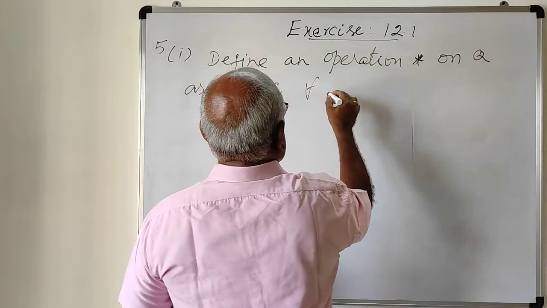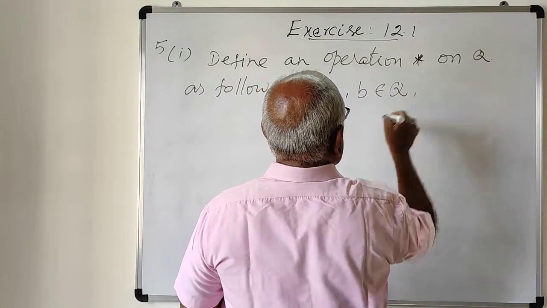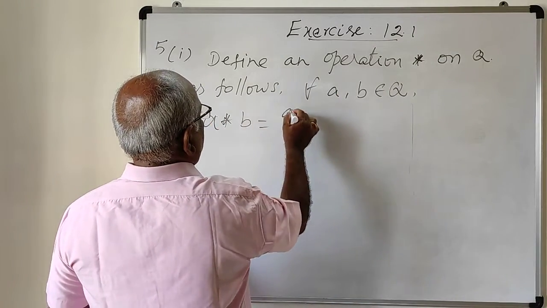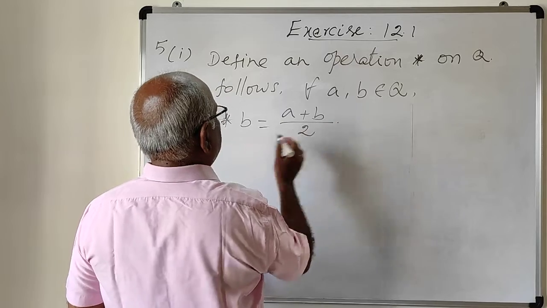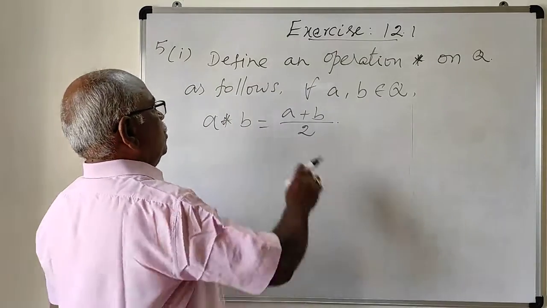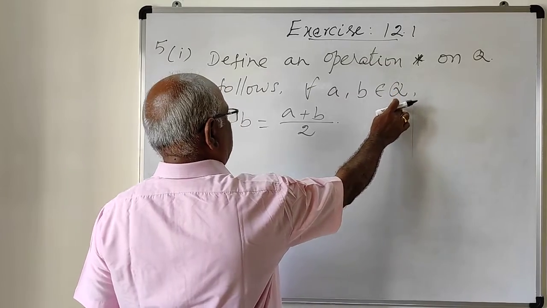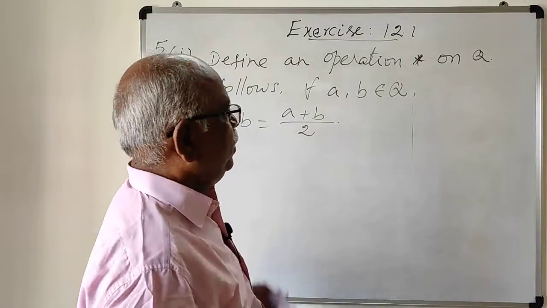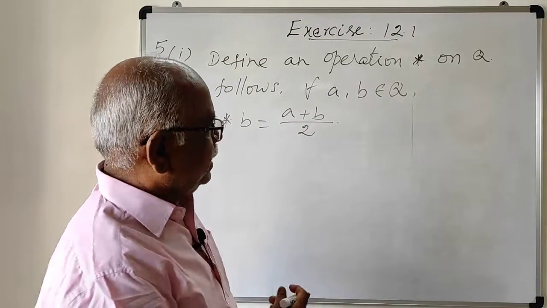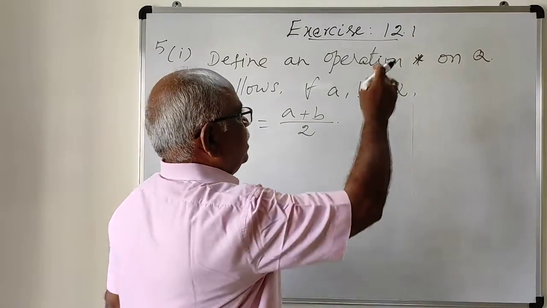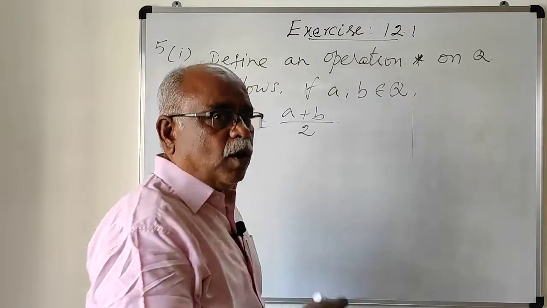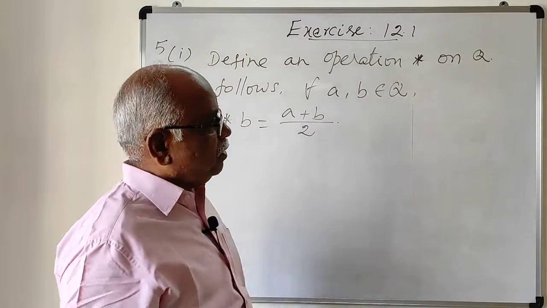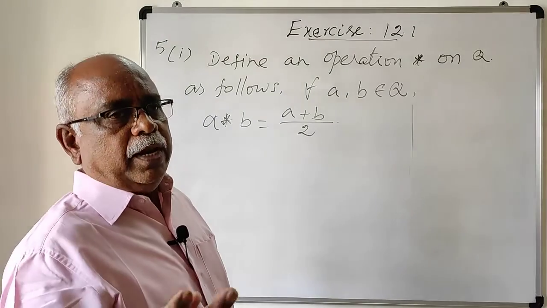Such that for every a, b belongs to the set of rational numbers Q, a star b equals a plus b by 2. This is the rule for the operation star. If this is the rule, we have to examine the closure property, commutative property and associative property.